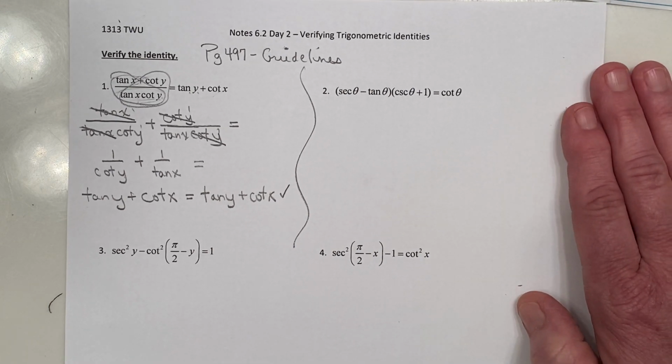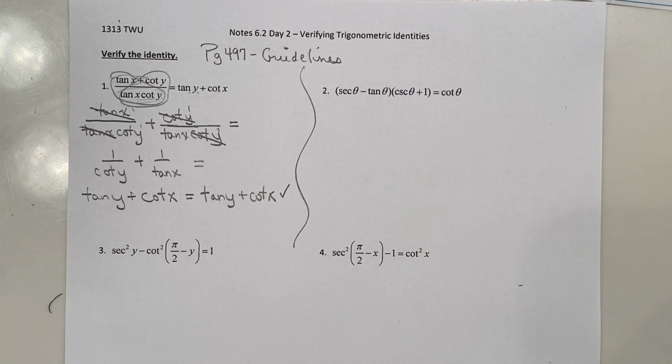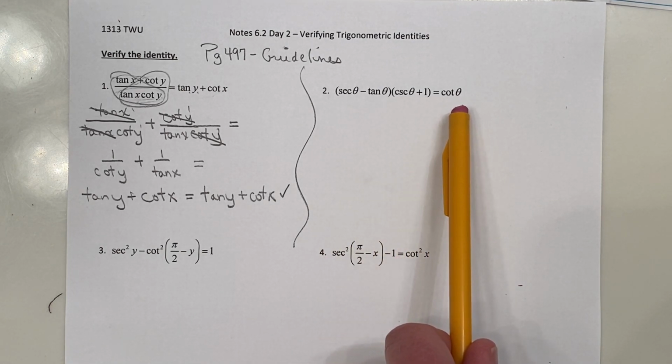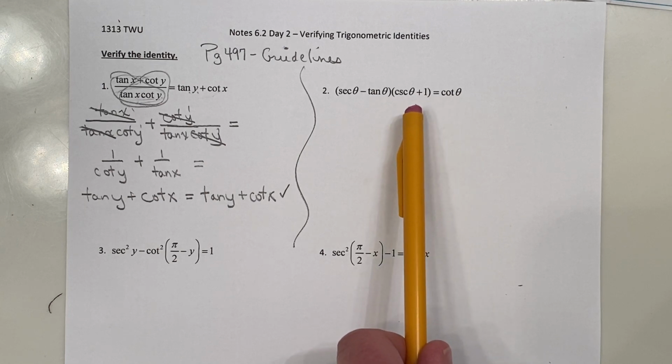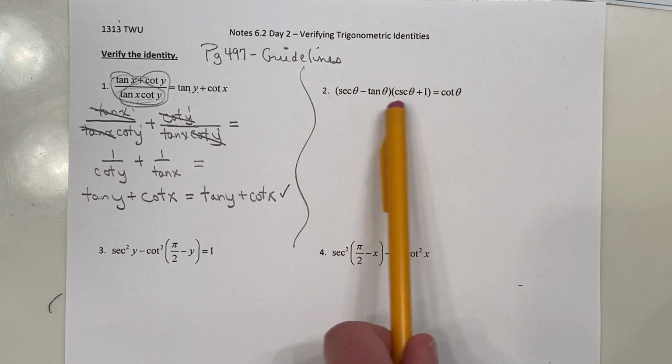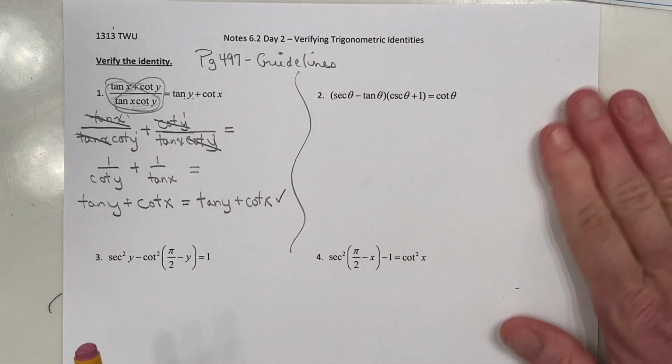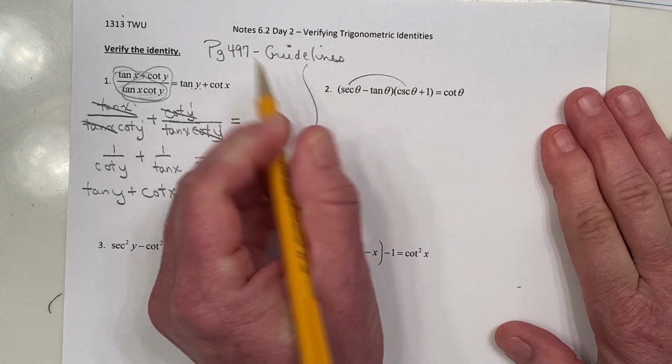Okay, observe number 2. The more complicated side appears to be the left side, so I want to transform the left side, or work on it, till I get cotangent of theta. Looking at what I have here, this side of the equation almost suggests algebraically that maybe I should FOIL, distribute. That's what I'm going to do. Let's FOIL.